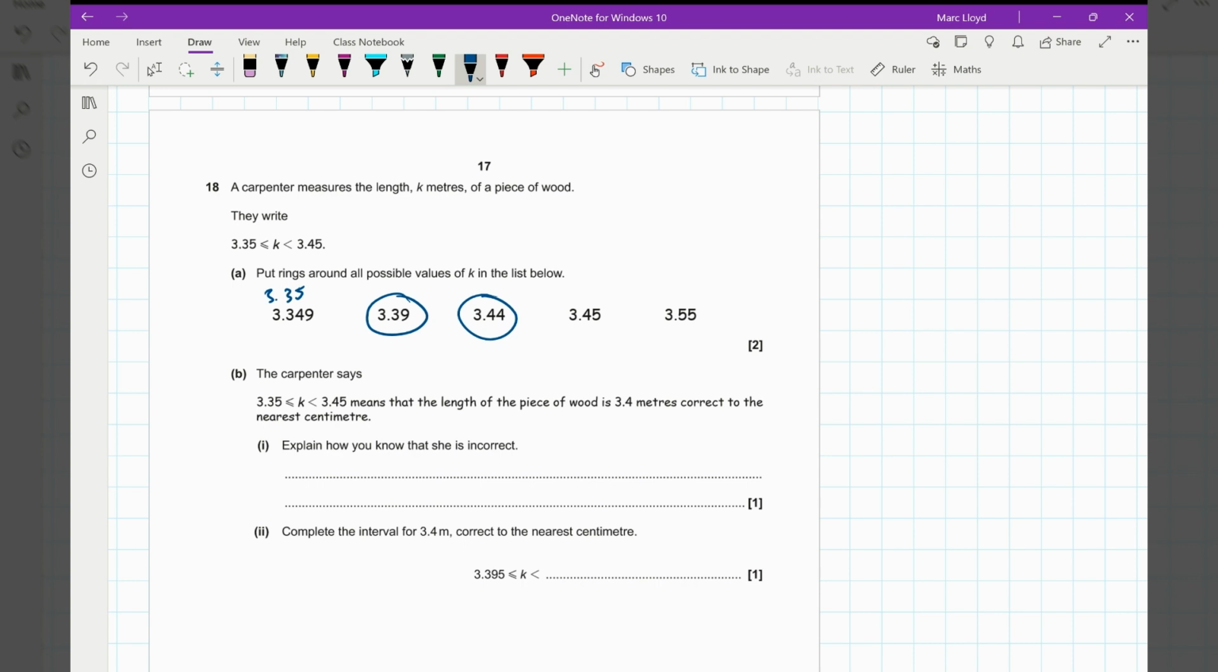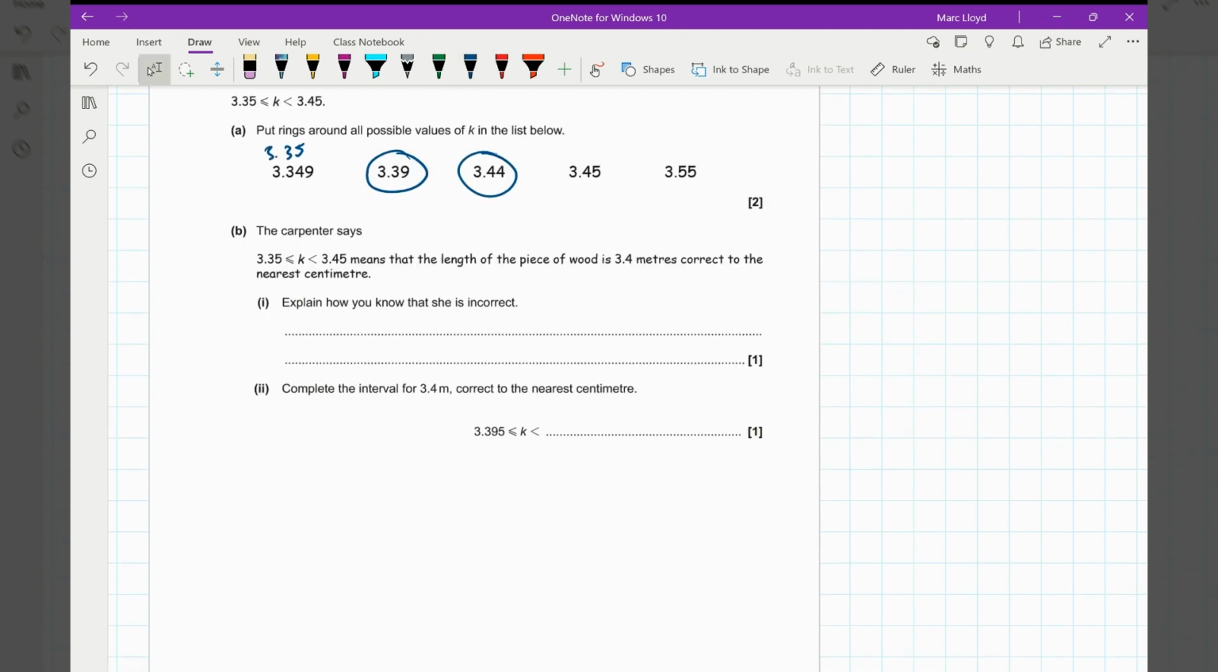The carpenter says this inequality means that the length of the piece of wood is 3.4, correct to the nearest centimetre. Explain, how she's correct. Well, the error bound is a difference of 1 centimetre. Okay, complete the error interval for 3.4 metres, correct to the nearest centimetre.